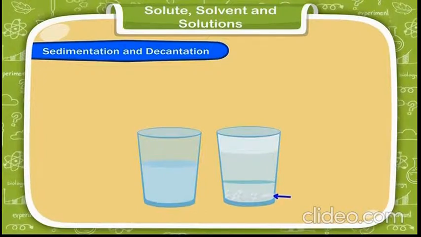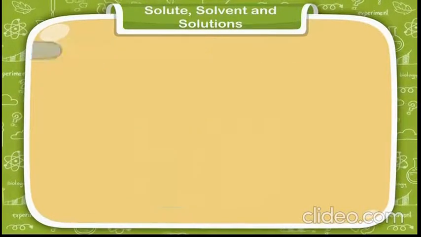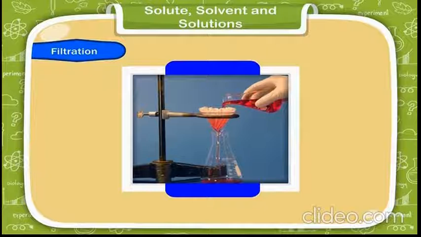As you can see over here, the particles are still in the first beaker. So after the decantation process, you may remove some of the water from the solution, right? But still some of the solution is available over here. The next method is filtration.